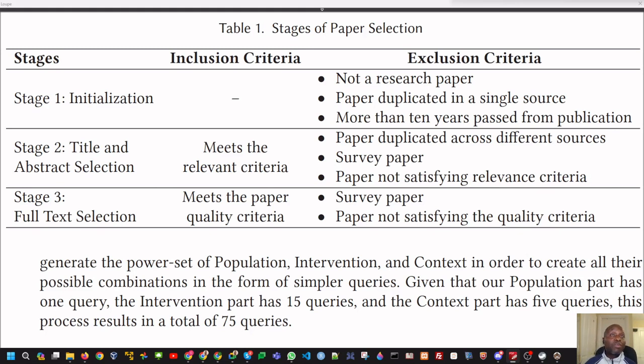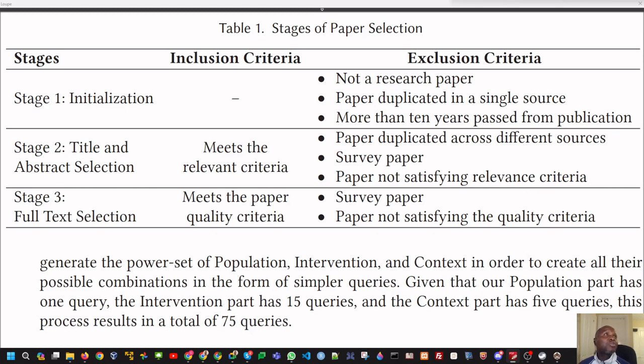So it does take place in stages. The first stage is you exclude things that are not research papers that might come out of the query, and papers duplicated in a single source, since duplication always happens, and also papers more than 10 years past publication, which means you are limiting all papers to 10 years. That's the exclusion criteria. That does eliminate a lot of papers.